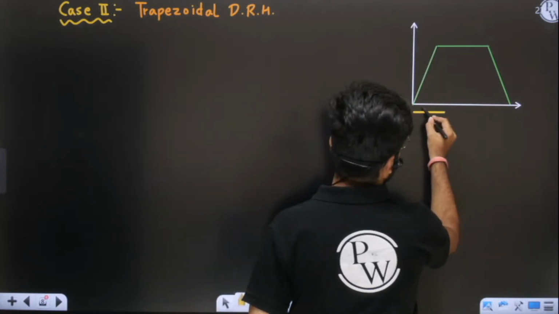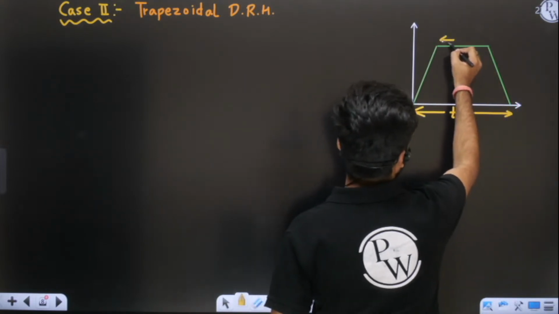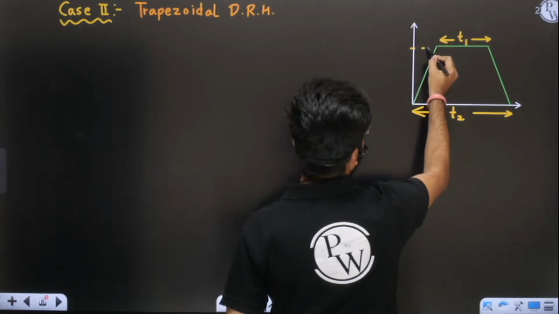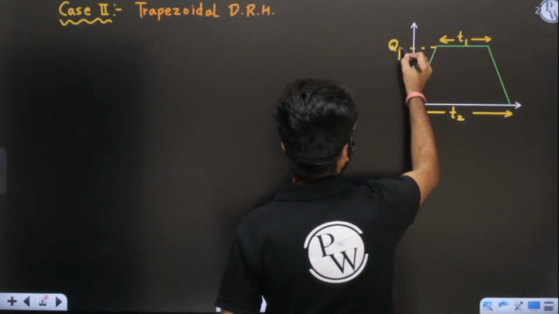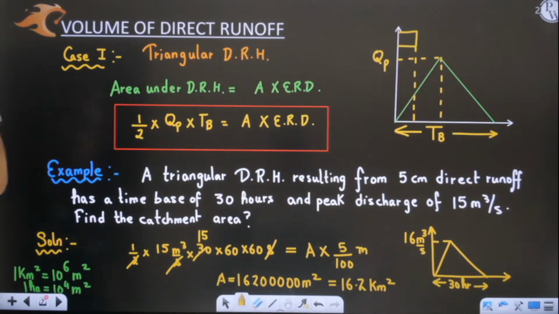The time base is, let us say, T2 here. Here the base is, let us say, T1. And let us say this is the peak discharge QP. So again, I will use the same concept.